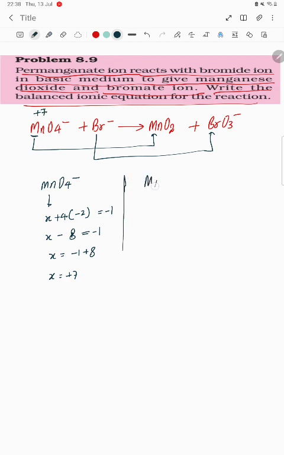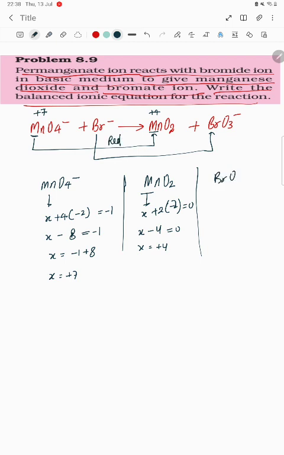If you are calculating MnO2 student, the oxidation number of Mn is X. Here 2 oxygen are there, each oxygen oxidation number minus 2, equal to, there is no charge on it, so it is 0 student. So X plus 2 times minus 2, that is X minus 4, is equal to 0. So X is equal to plus 4. So it is going to be plus 4 student. And finally you check Mn: plus 7 to plus 4, it is reduced student, so reduction.